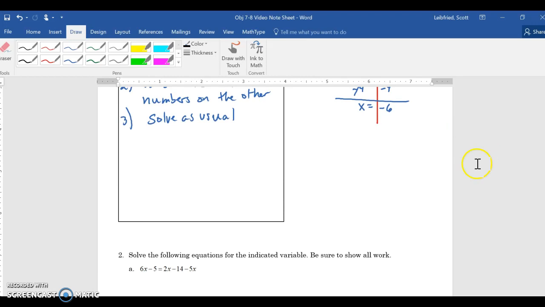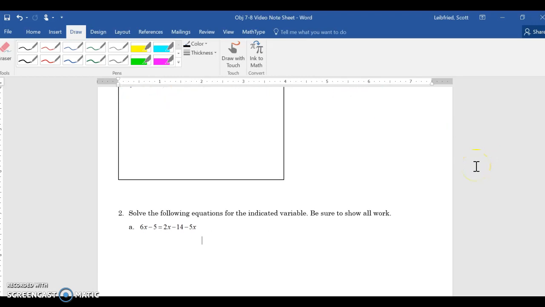If we look at problem number 2, it's very similar. The first thing we have to do is identify any like terms on the left side or the right side. If we look at the left side, 6x minus 5, neither term is like, so there's nothing to do. However, on the right side, we look at 2x minus 14 minus 5x. 2x and minus 5x, or negative 5x, are the like terms, so we have to combine them. So, on the left side, it's going to stay the same. On the right side, we're going to do 2x minus 5x for negative 3x, and the minus 14.